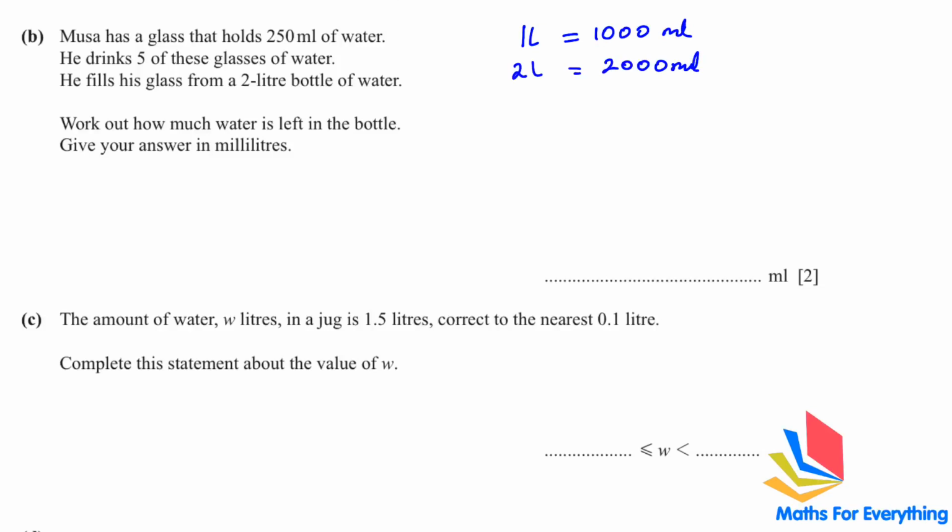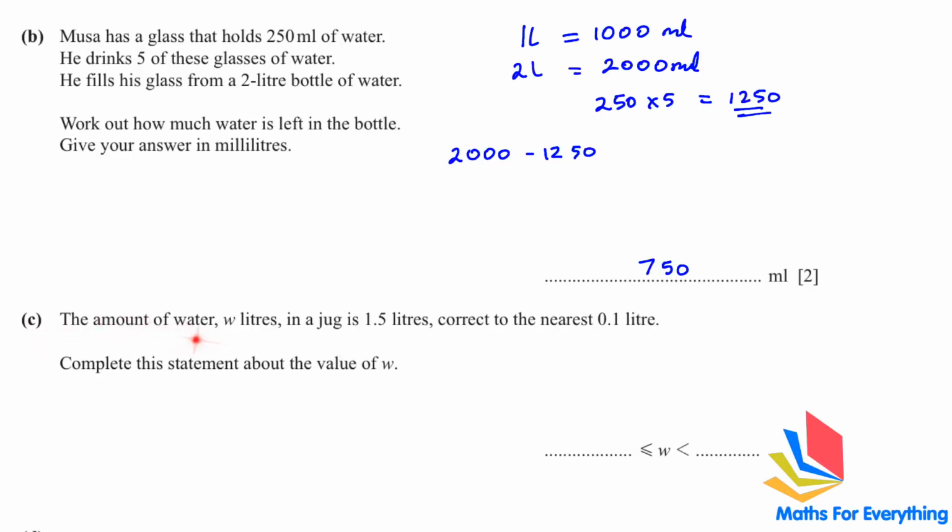2000 milliliters. And he drinks 250 milliliter of water 5 times. That will give us 1250. So this is the amount he drinks. 2000 was the amount of water in the bottle and minus 1250. Remaining is 750 milliliters.